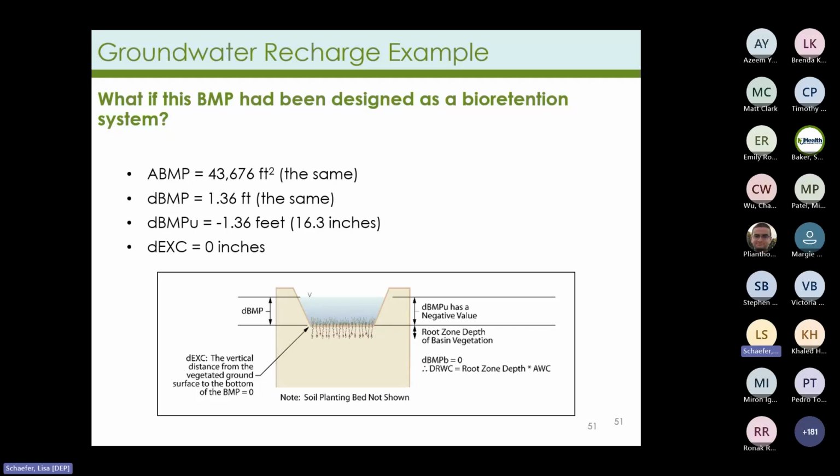If this BMP had been designed as a bioretention system, the value for dEXC would be 0, since the BMP would have a vegetated bottom surface. And in that case, dBMPU would be equal to negative 1.36 feet.